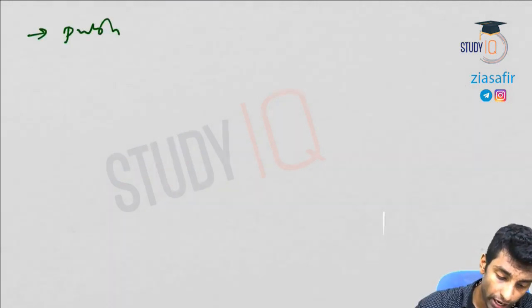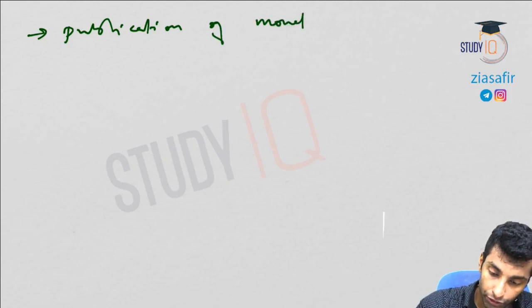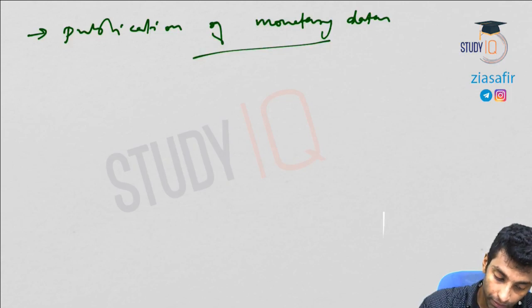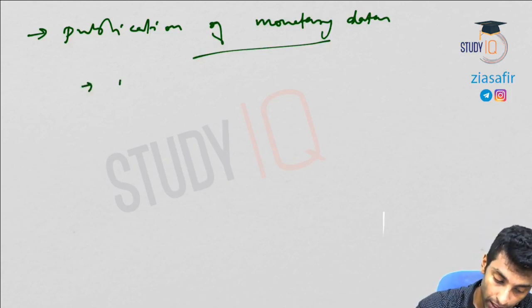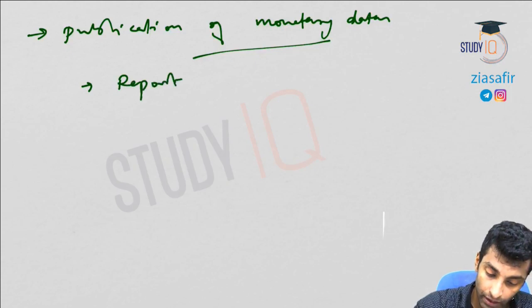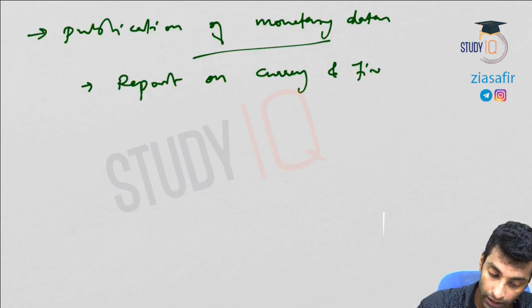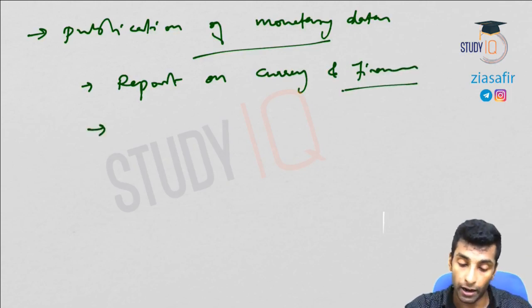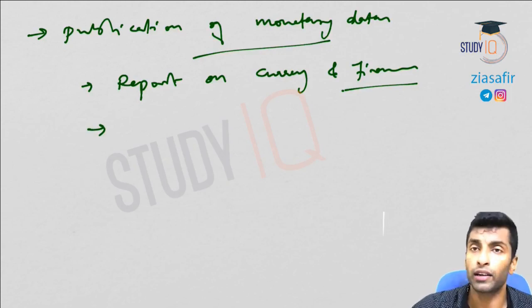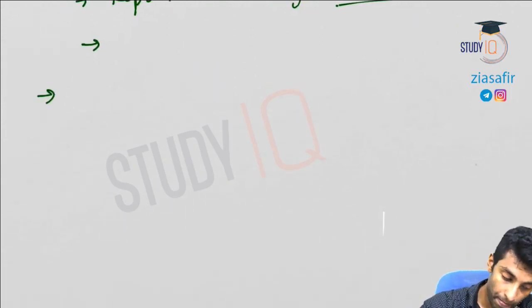Then publication of monetary data. Because RBI only has all the data, right? So which data? Report on Currency and Finance. It is an annual report which is published by RBI. Then the RBI Bulletin, it's a monthly magazine of RBI.